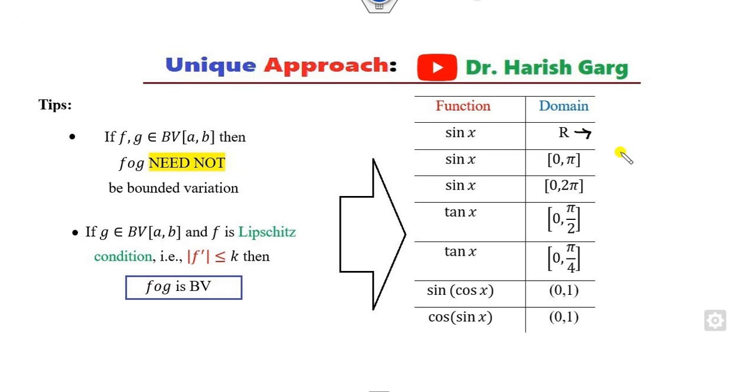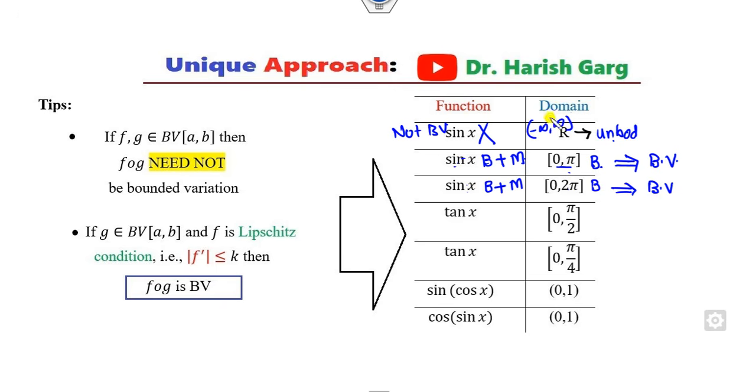This is not a composition, but what is that R? This R is unbounded because it consists of minus infinity to plus infinity. If the domain is unbounded, the function is not of bounded variation. This sin x over this domain is bounded, and it is also monotonic. So bounded plus monotonic implies it is of bounded variation. Over this domain it is bounded, plus it is monotonic. So this is also of bounded variation.